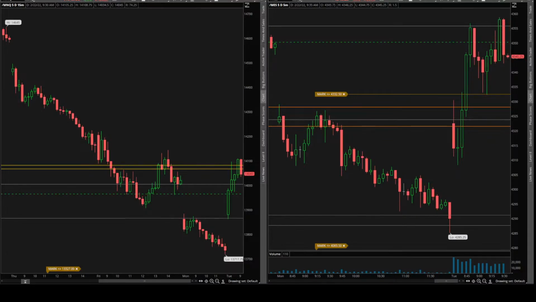All right, trying to put in a new 5-minute bar. We are still underneath the overnight high. I'm in a small position right here, short. I'd like to add a bit more, but it hasn't come up far enough for me to add.